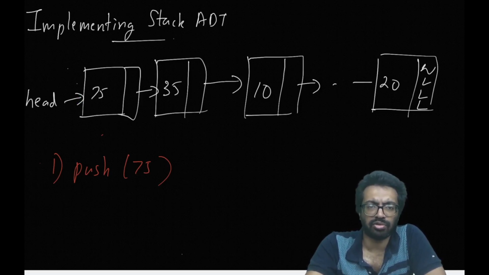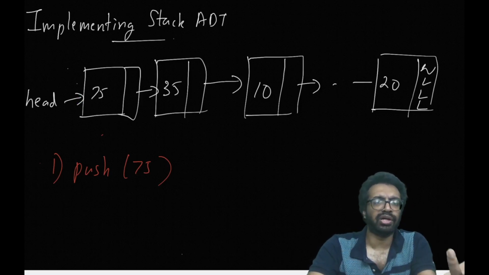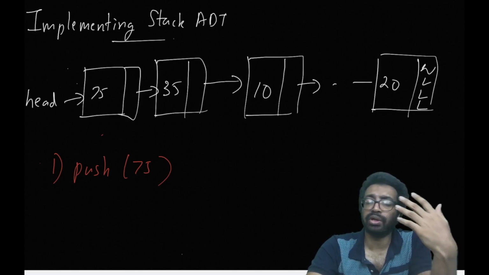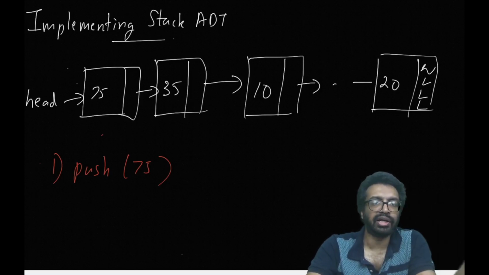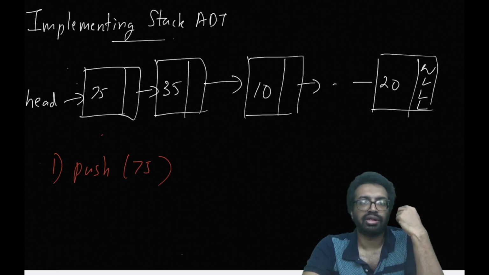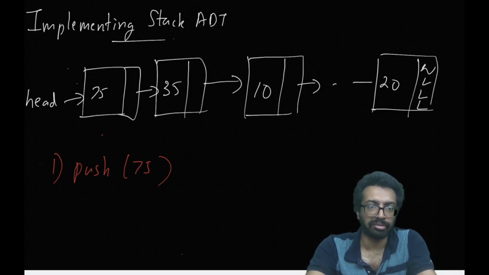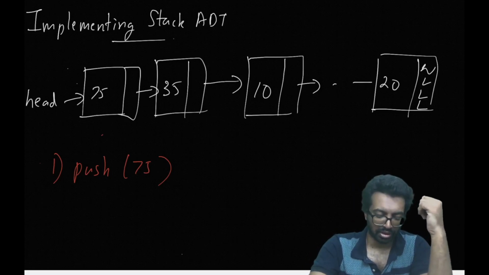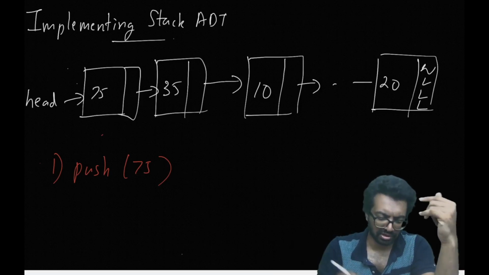It's clear, it's easy. How much time does it take? You saw one, you created one extra node, that's it. You didn't traverse the entire linked list, you just created one new node. So this is a good implementation of a push function. Right, and now the next function.